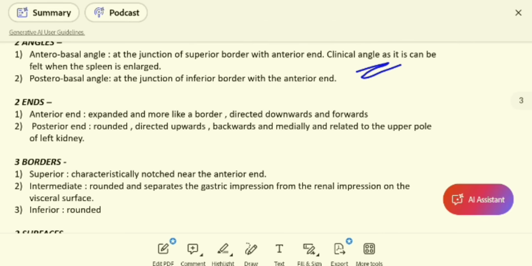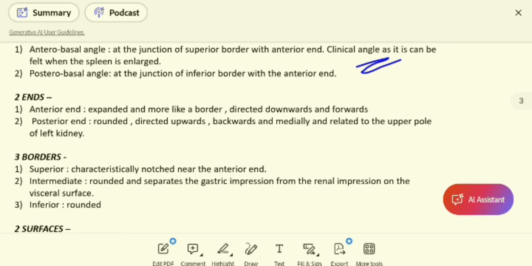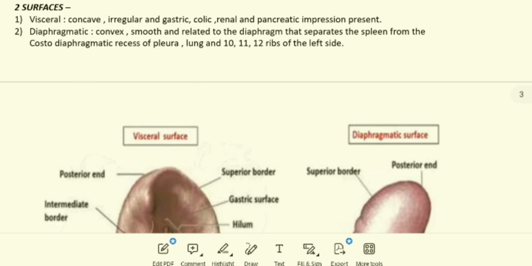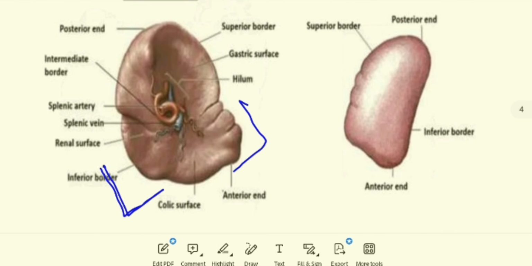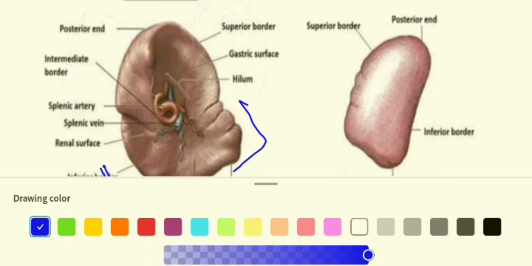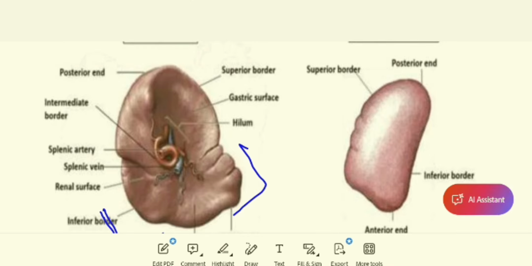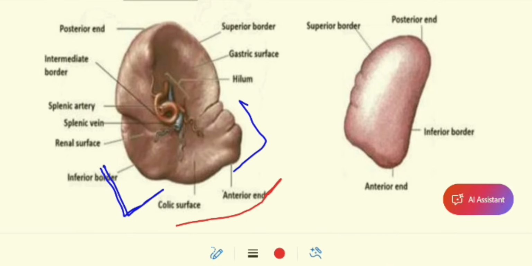Okay. Now we have got two ends. Anterior end is expanded and more like a border directed downwards and forwards. Posterior end is rounded, directed upwards, backwards and medially, related to the upper lobe of the left kidney. As you can see here, the anterior end is more like a border, whereas the posterior end is a little pointed, and above the posterior end you are going to find the kidney.